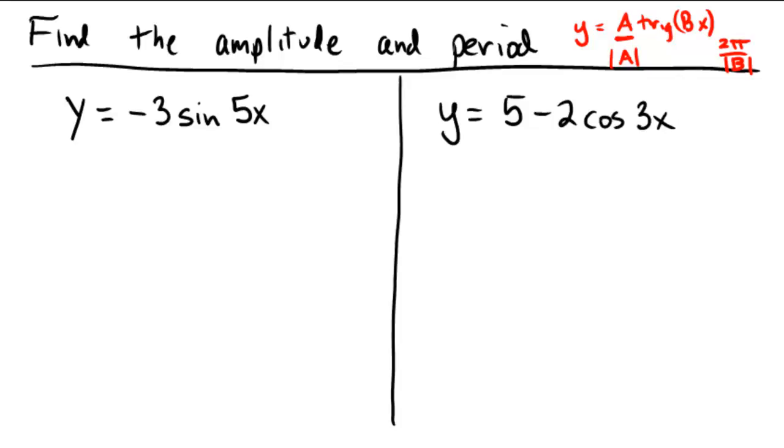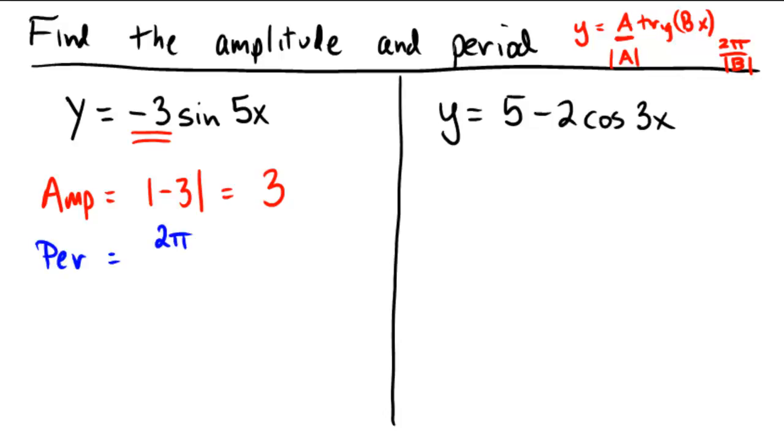So first, amplitude. In the left-hand problem, we have the number out in front as a -3. So the amplitude is going to be equal to the absolute value of -3, which is 3. To find the period, we're going to take 2 pi and divide it by the absolute value of the number that's in front of x, which is a 5. So the period is going to be 2 pi over 5.